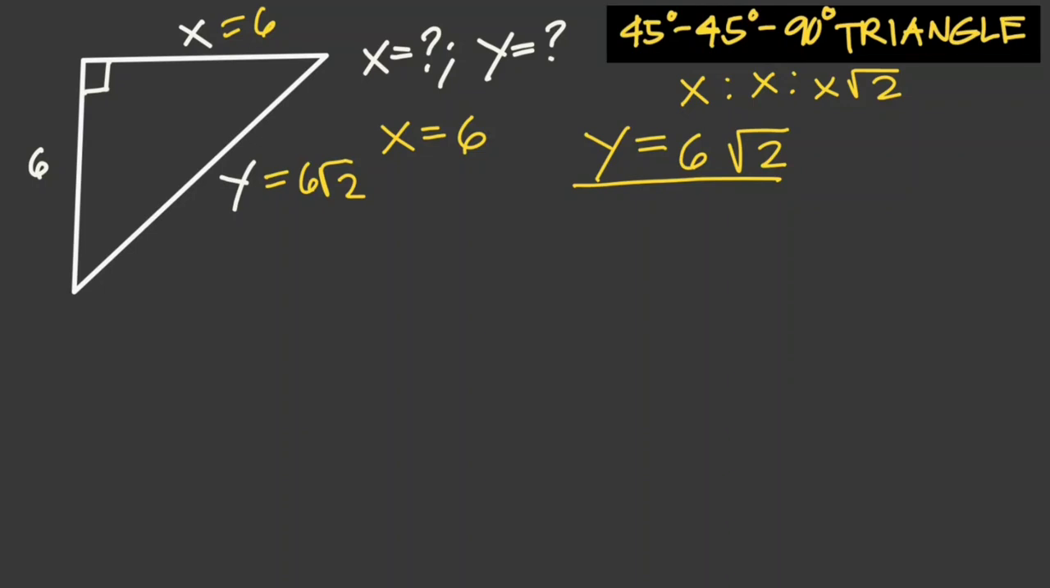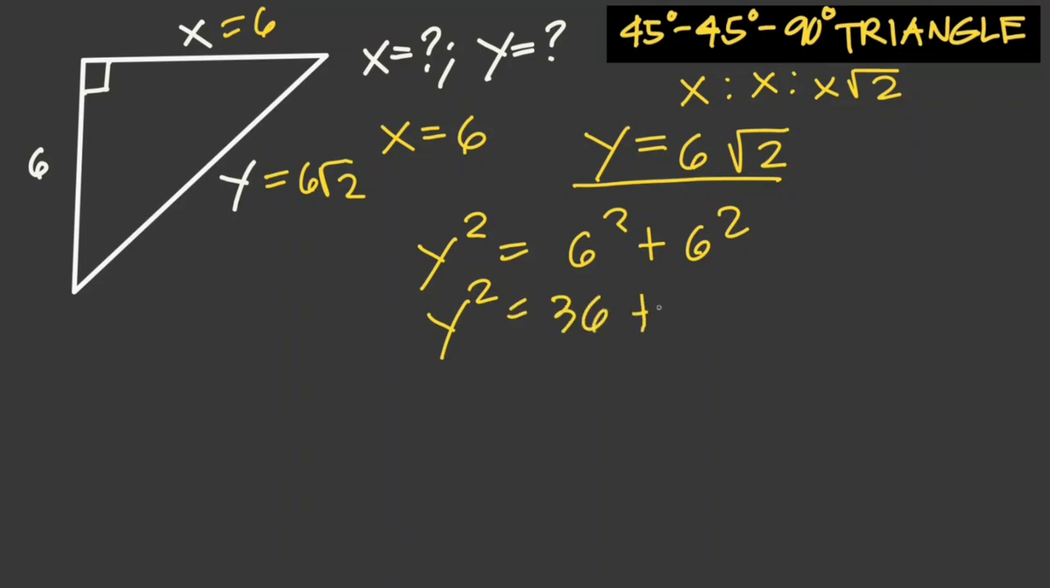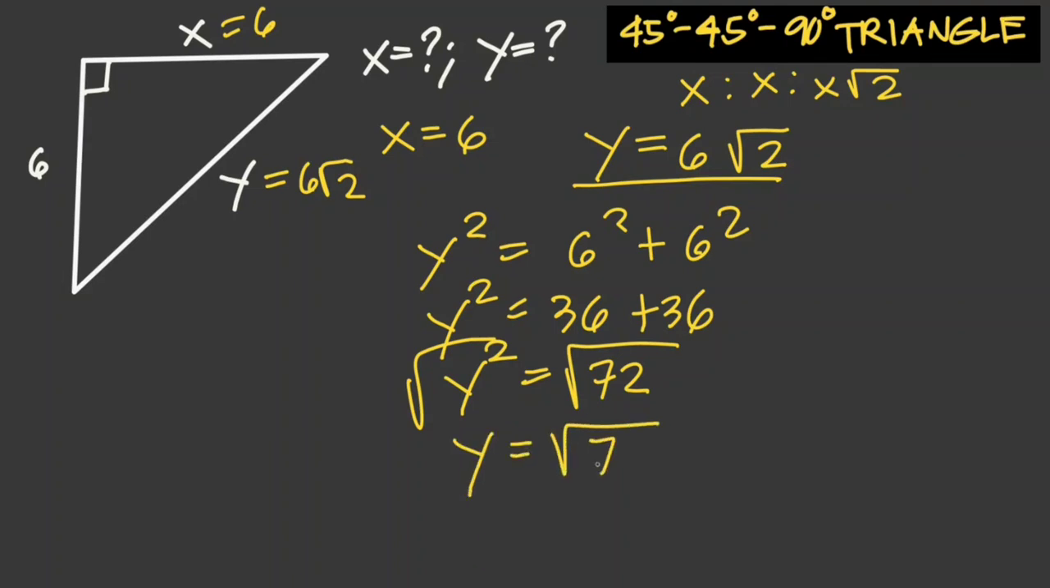You can always use the Pythagorean theorem in case you forget the ratio. So let's try. So y squared, our hypotenuse, equals the legs, 6 squared plus 6 squared. So this is 36 plus 36. So y squared is just equal to 72. Then we square root both sides. So y is just equal to the square root of 72.